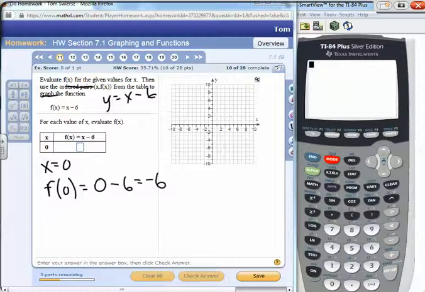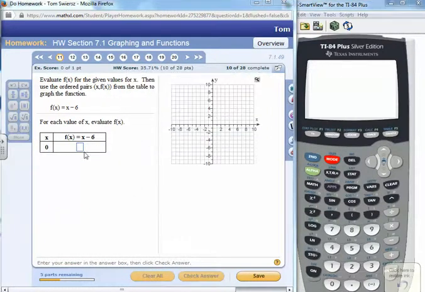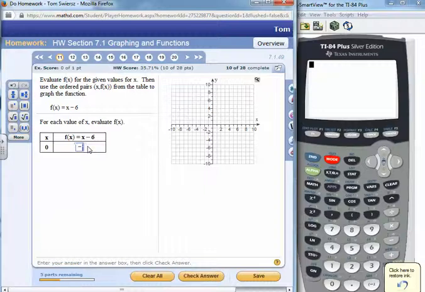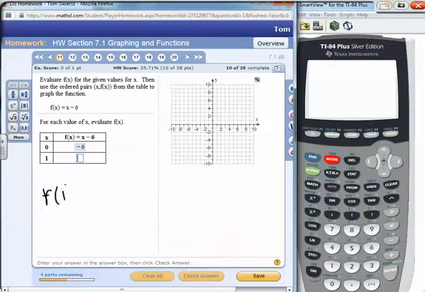But instead of saying the y value, we say f of 0. So when x is 0, we're going to get a negative 6. So let's put that in right here. So when x is 0, the function is equal to a negative 6. When x is 1, same idea, different numbers. So the function evaluated at 1 is equal to 1 minus 6, right? We put in 1 for x, and 1 minus 6 is a negative 5.